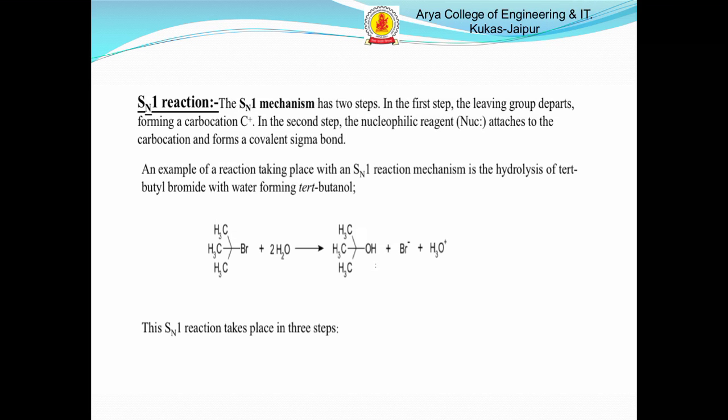First of all, the SN1 reaction. The SN1 mechanism or SN1 reaction has two steps. In the first step, the leaving group departs forming a carbocation. In the second step, the nucleophile reagent attaches to the carbocation and forms a covalent sigma bond. The attacking reagent is a nucleophile in SN reactions.